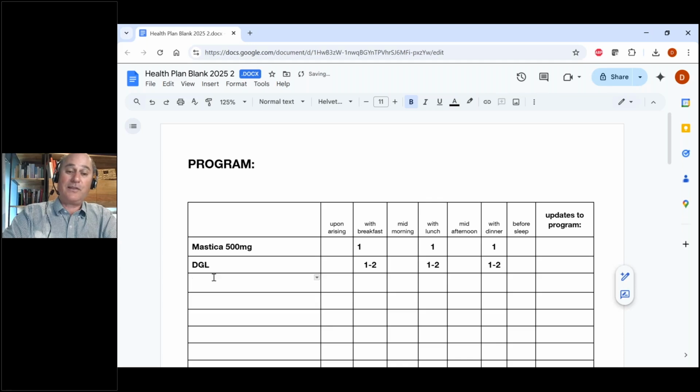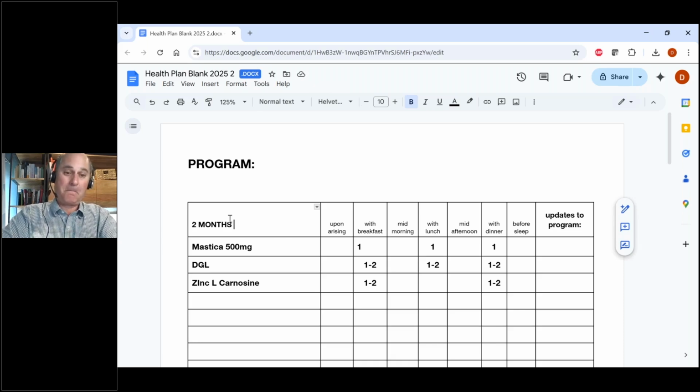Or I often use zinc L-carnosine. A bunch of different brands will have that. You can use 1 or 2 of those twice a day. But it's something that's specifically stomach lining calming, along with the killer, which is the Mastica. And these programs usually run for around 2 months. And you stop, give them a month or two to recover, and then retest and make sure you got it.